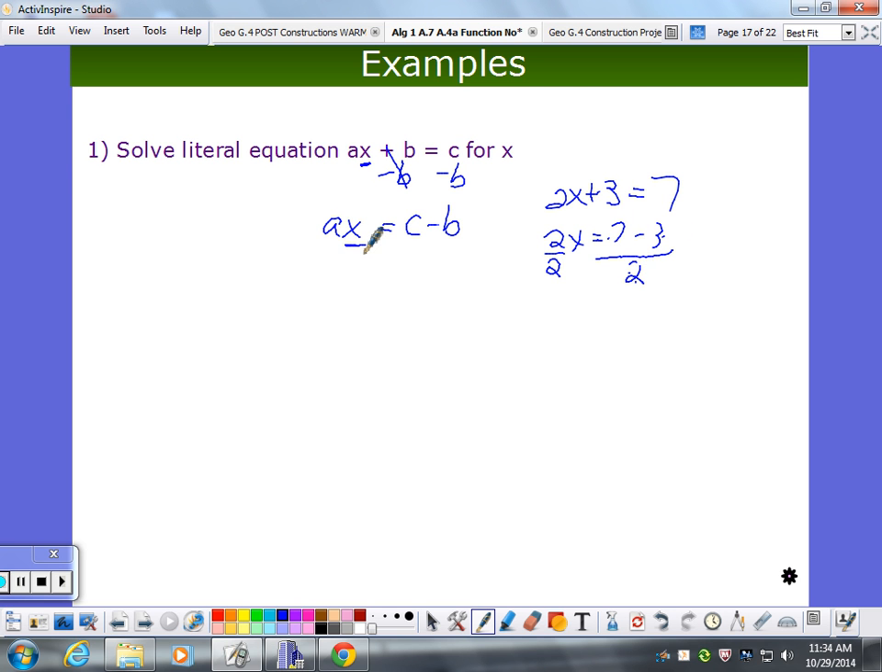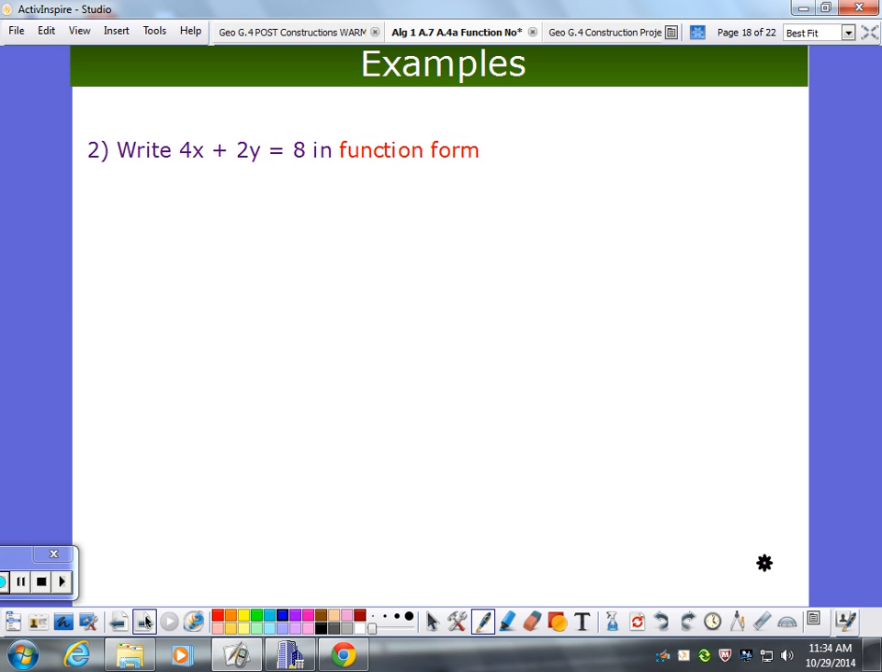So if I want x by itself, what should I divide by? A. So I can make a big line here, which is the same as making two little lines. C over A minus B over A. What's A over A? So x equals C over A minus B over A. I did it. I solved it for x. If you know how to solve an equation, it shouldn't be a big deal.